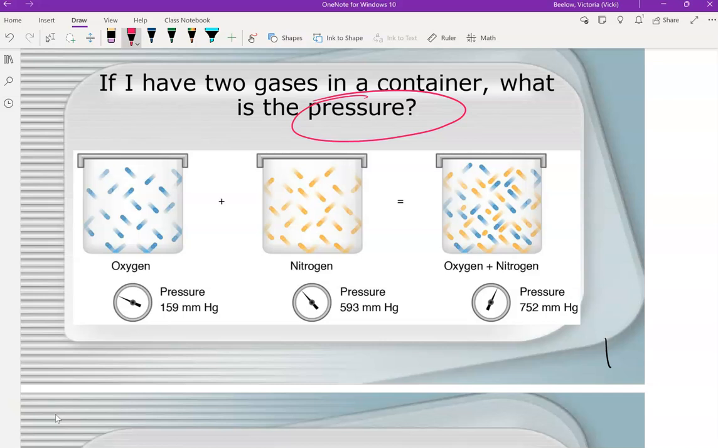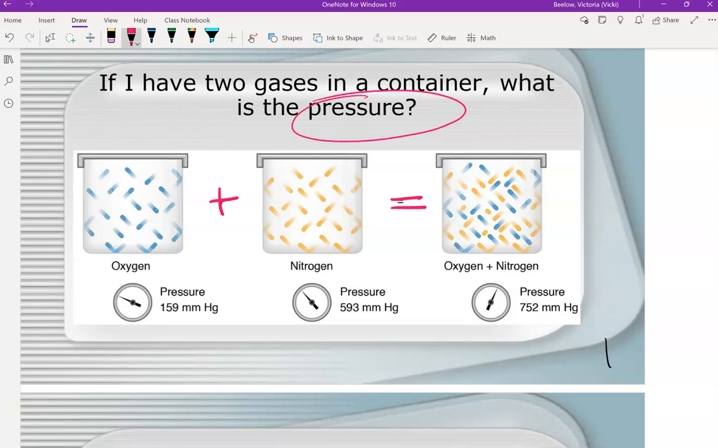If you have the pressure of one gas, for example, this oxygen has a pressure of 159 mmHg, and you have a pressure of nitrogen gas at 593 mmHg. If you combine the two together, then the total pressure will be the combination of those two pressures.